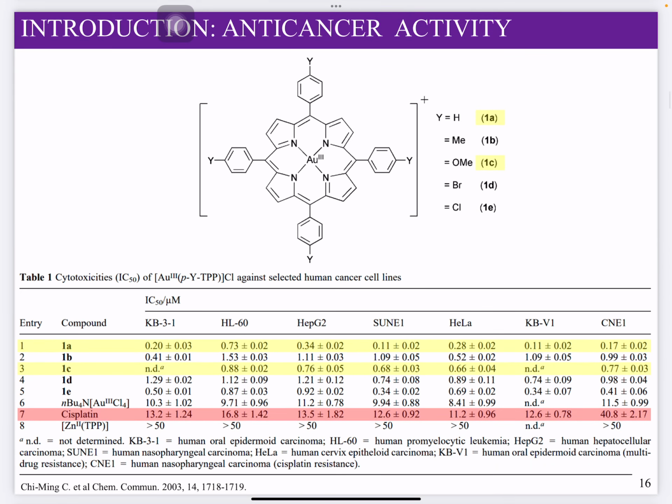Regarding anti-cancer activity, we focus on porphyrins, and the first report on anti-cancer activity for a porphyrin derivative is gold. The gold porphyrin, or gold TPP, is shown in 1A, and gold TOMPP is shown in 1C. They were used in various cancer cell lines compared with cisplatin and zinc TPP. The results show that gold TPP and gold TOMPP are highly effective compared with cisplatin.